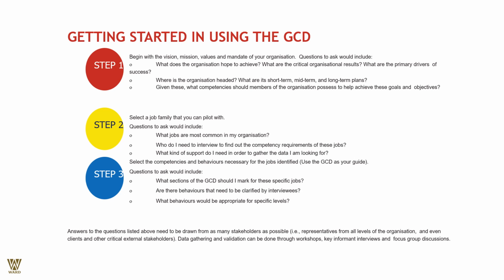In step three, we are trying to pinpoint everything to the job. What are the questions that we need to ask? What section of the generic competency dictionary should I mark for this specific job? Which jobs are we talking about? Are there behaviors that need to be clarified by the interviews? What behavior would be appropriate for a specific level, as the case might be? You need to answer these questions and come up with certain answers. Otherwise, it doesn't function at all. It will always give you confusion, probabilities, and outcomes.